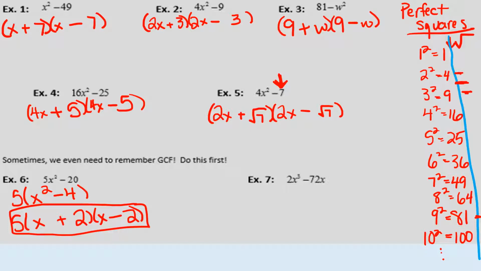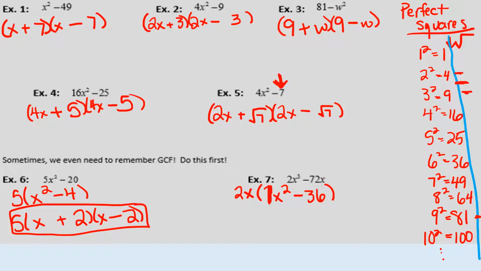And now number 7. We need to figure out what the terms have in common. So 2x cubed minus 72x. What GCF do they have in common? Well, 2 and 72 have a common factor of 2, and they also share a common variable, which is just x. So if we divide out a 2x from each of those terms, 2x cubed divided by 2x gets me x squared, and then negative 72x divided by 2x gets me a negative 36.